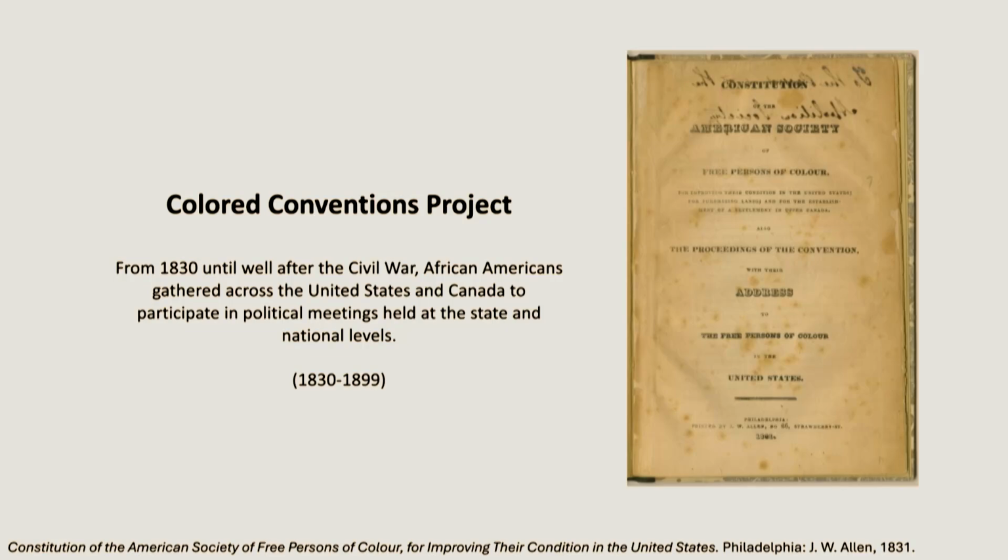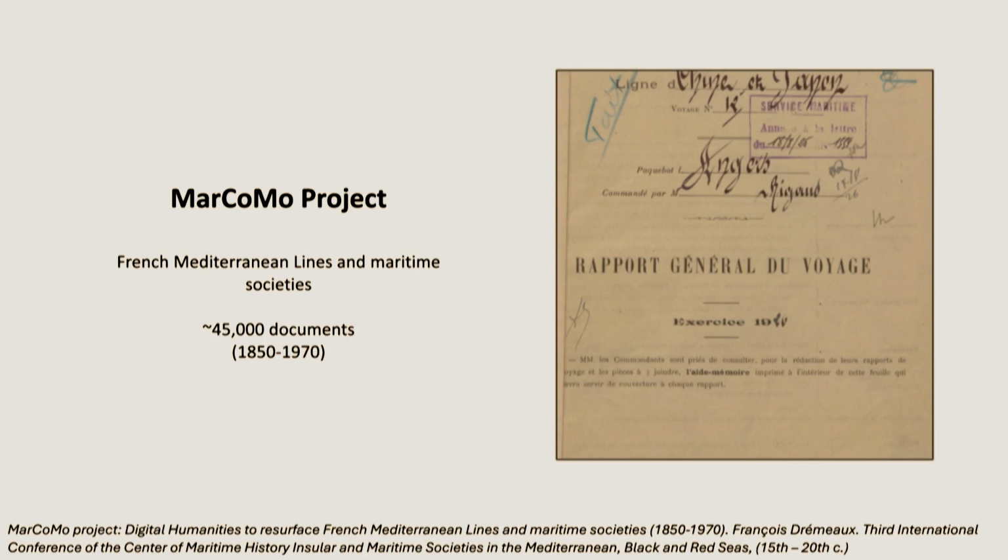And they have very varying degrees of difficulty for computers to process, very different layouts, a lot of images, maybe low quality images and scans, and all these make processing them for computers very challenging. Another example is the Colors Convention project. So it's from 1830 to 1899, and it's scattered throughout North America. And another example is the Markomo project, which has ship logs of French Mediterranean lines.